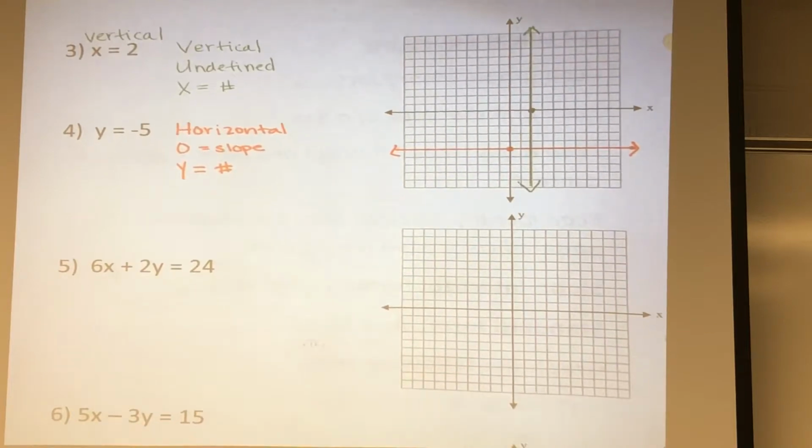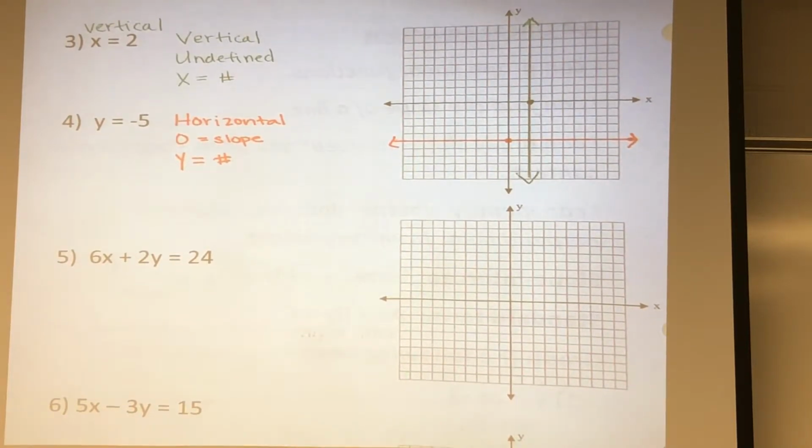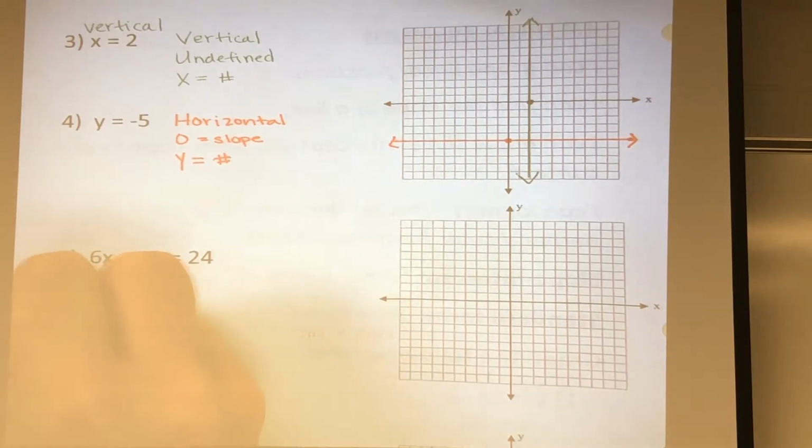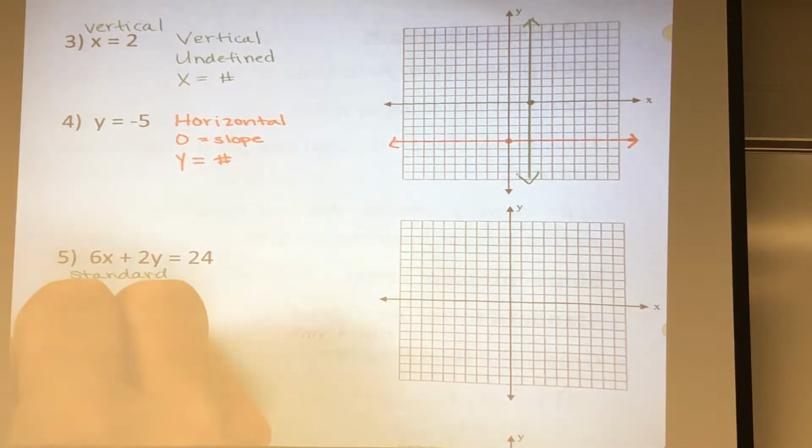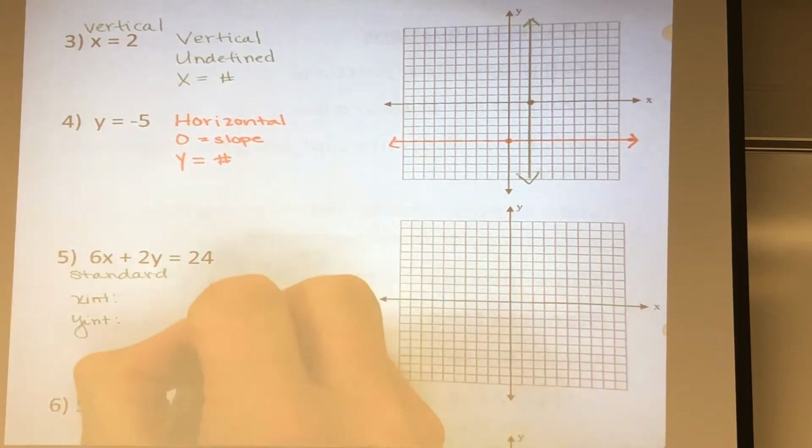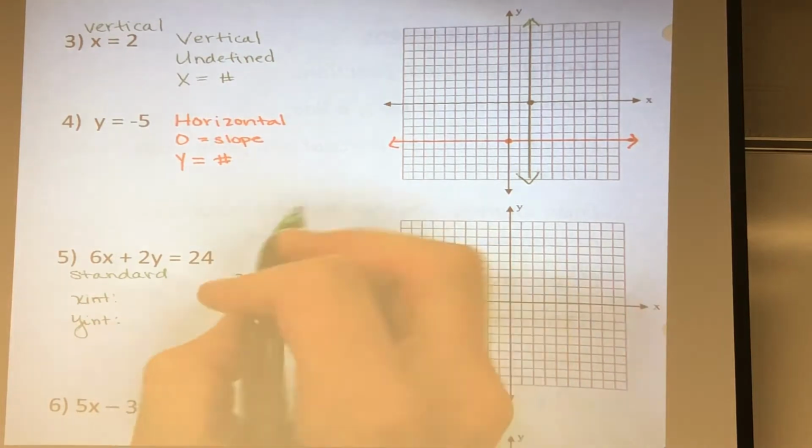Next up we have standard form. Standard form is when x and y are on the same side, equaling a constant over there on the right side. So when we have it in standard form, we talked about earlier that we want to find our x and y intercepts. So since this is standard, we know that means we need to find an x-intercept and a y-intercept. Probably the easiest way to do that is to make yourself a little table.